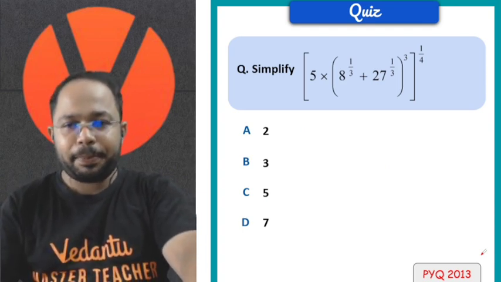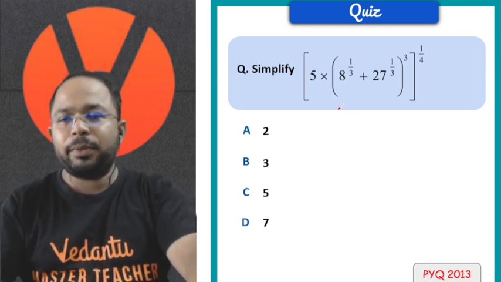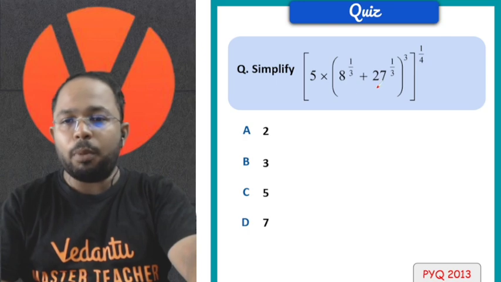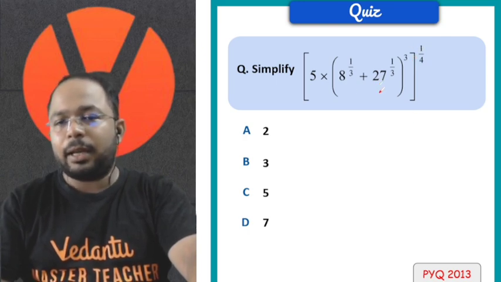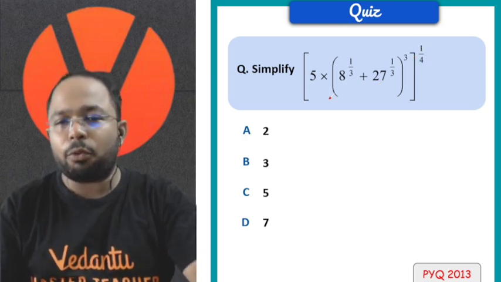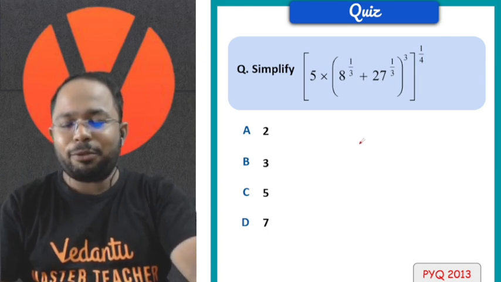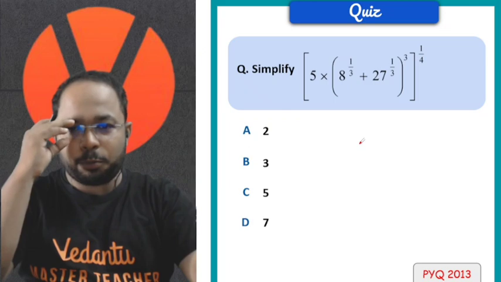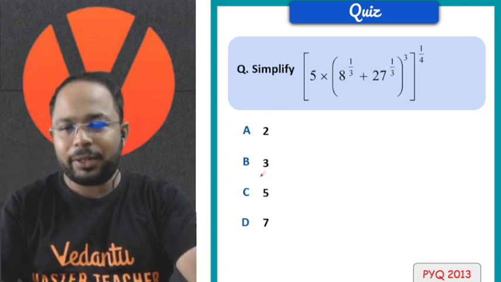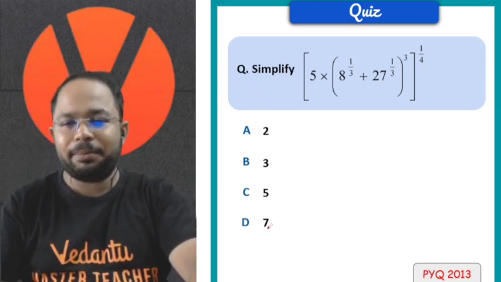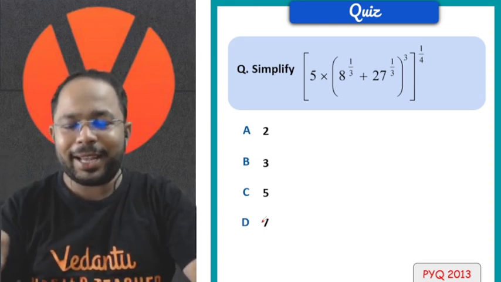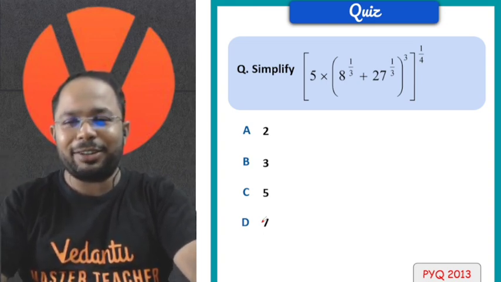Simplify: 5 into 8 to the power 1/3 plus 27 to the power 1/3, whole bracket to the power 3, and again a square bracket with power 1/4. Let's see what answer you are getting by simplifying this. You have options A as 2, B 3, C 5, D 7. Once again I will say press the pause button and write the answer you are getting in the chat box.